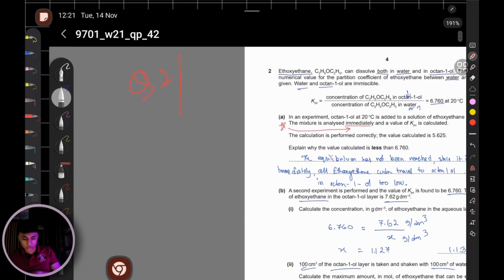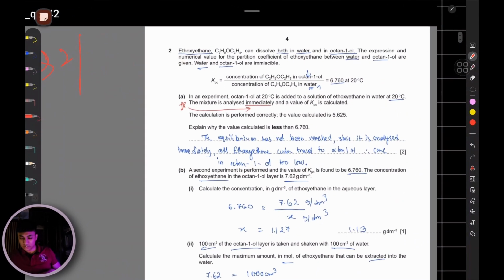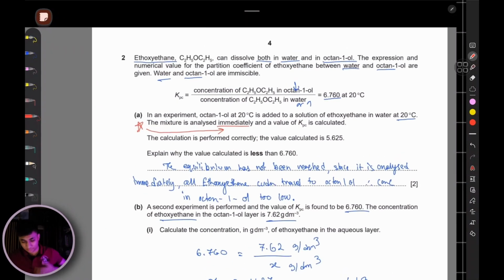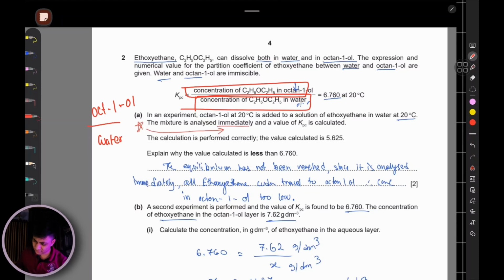Now, question 2, this is going to be from Winter 21 QP42. Great. Let's read this question. Ethoxyethane, that is this, can dissolve both in water and in octan-1-ol. The expression and numerical value for the partition coefficient of ethoxyethane between water and octan-1-ol are given. Water and octanol are immiscible. The Kpc between this and this, that is octanol and water for ethoxyethane, is going to be 6.76 at 20 degrees.